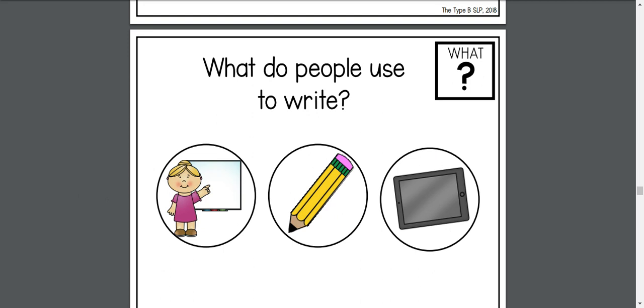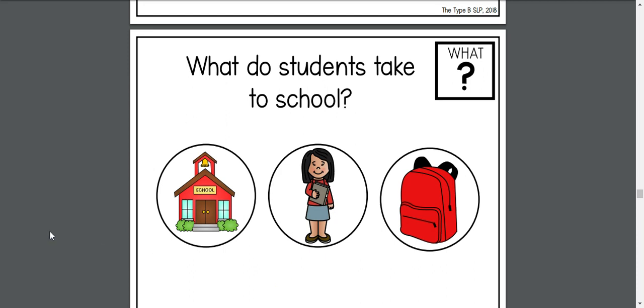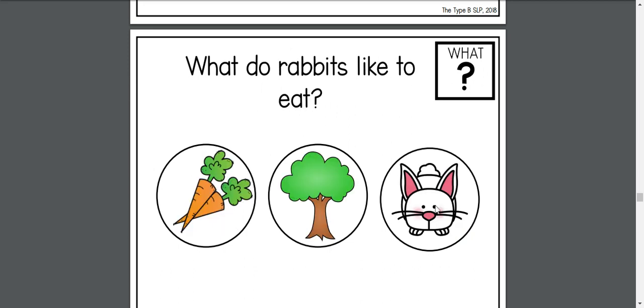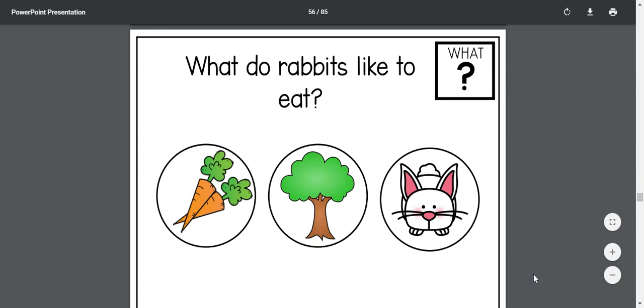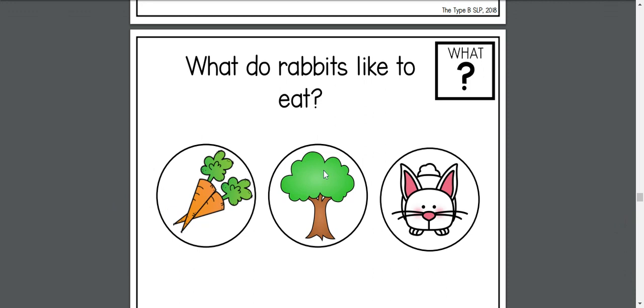What do people use to write? Do they use a whiteboard, a pencil, or an iPad? We write with a pencil. What do students take to school? Do you take the whole school? Do you take the teacher? Or do you take a backpack? You're right, you take a backpack. What do rabbits like to eat? Do they like carrots, a tree, or a bunny? Rabbits like to eat carrots.